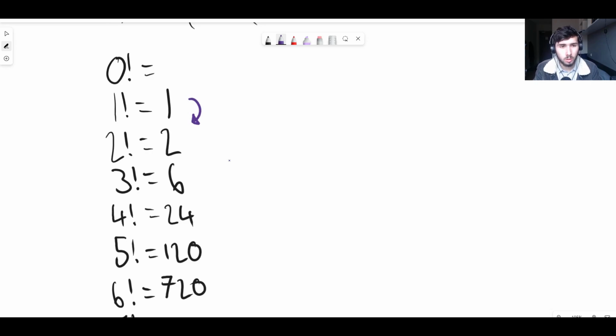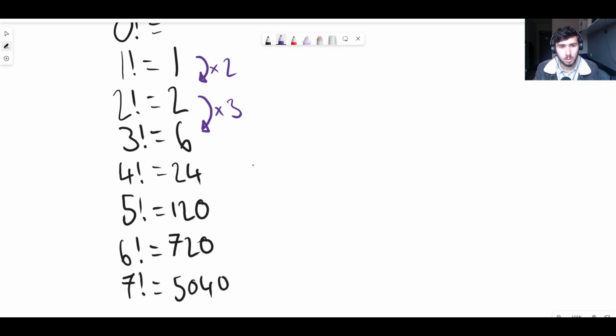Well, to go from 1 to 2, you have to times by 2. So 1 factorial to 2 factorial, multiply by 2. 2 factorial to 3 factorial, well, how do you get from 2 to 6 using multiplication? Well, you times by 3. Okay. 6 to 24, what are you timesing by there? Okay, you're timesing by 4. You're timesing by 5 to get from 24 to 120, and so on.